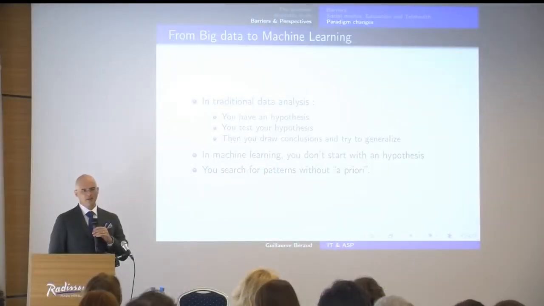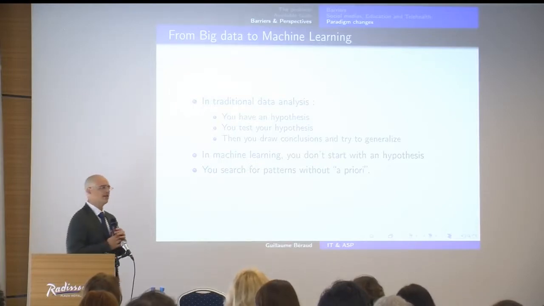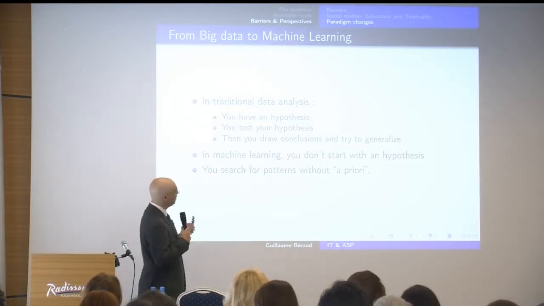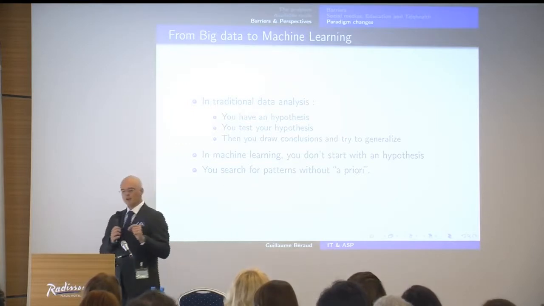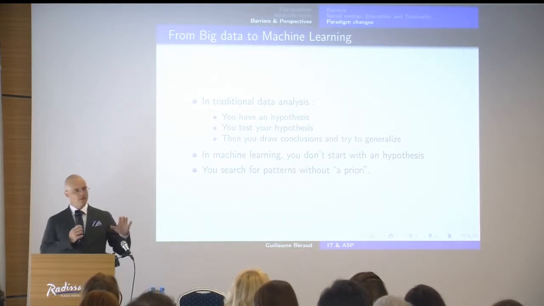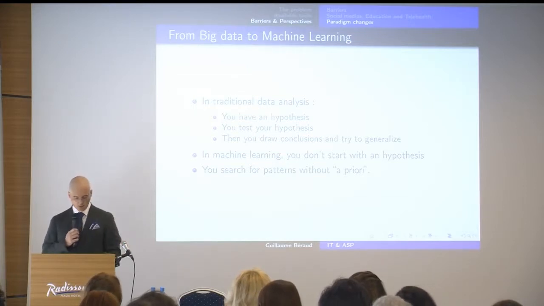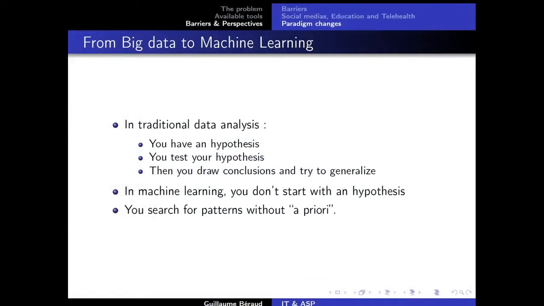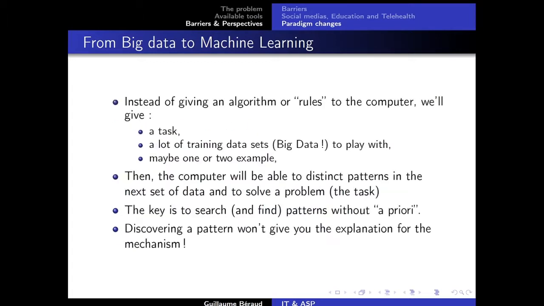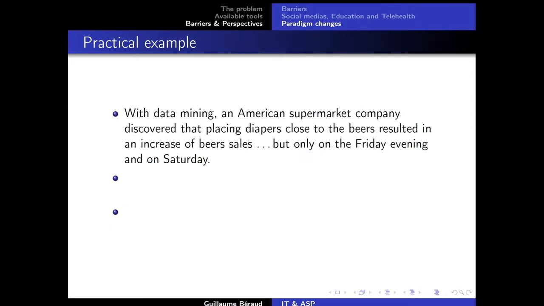The interesting aspect of big data is that with big data you will have access to machine learning. Remember, in traditional data analysis, you have a hypothesis, you test the hypothesis, and then you draw your conclusion. In machine learning, you don't start with a hypothesis. You search for patterns without a priori. And I will use an example. So the idea is to find patterns without a priori. And let's show an example out of the healthcare system.